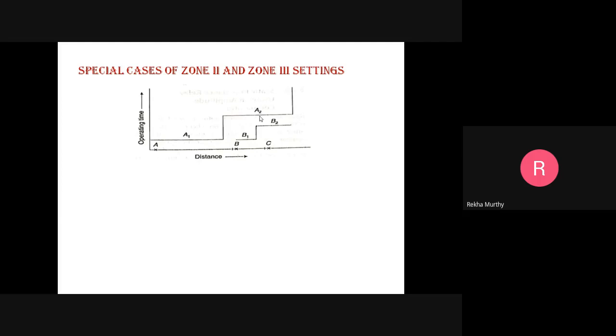Okay, now to tackle this problem, the zone 2 delay time is made long enough to be selective with the zone 2 time of the adjoining line section.